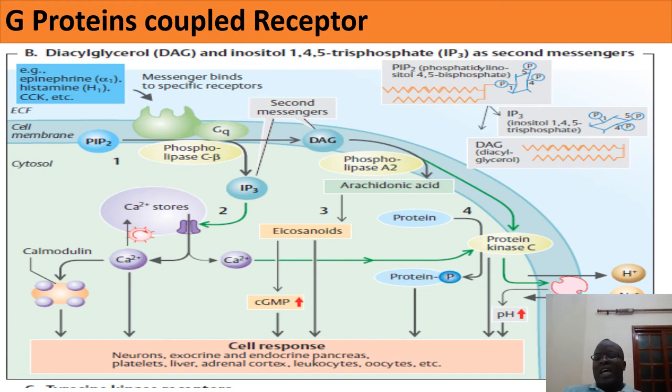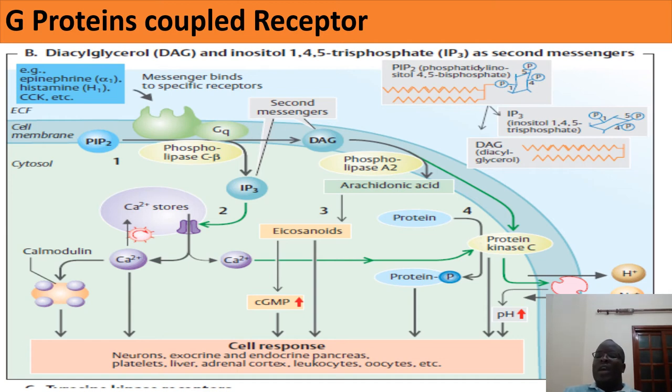Then you can see the DAG here, because the DAG is a diacylglycerol molecule. So it has got two fatty acid chains. So it's fat soluble. It will be moving within the plasma membrane, activating other enzymes. So you can see it can go and activate enzymes like protein kinase C, and this protein kinase C is involved in activating antiporter proteins like the hydrogen-sodium antiporter protein.